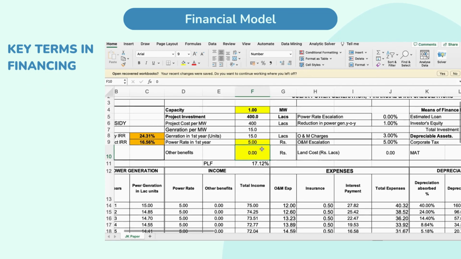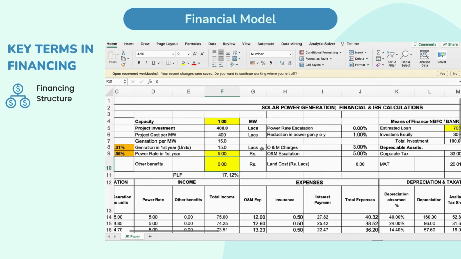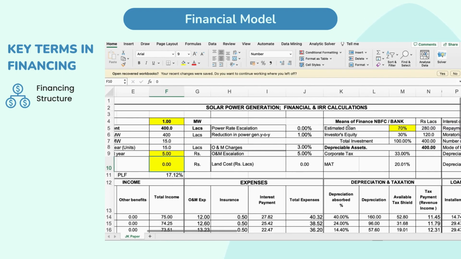Now, let us discuss the financing structure of this project. Here, you will find the debt equity ratio: how much is your project's debt component and how much is your equity component? The loan or debt component in this case is 70% and the equity component is 30%. So essentially, you have 280 lakh rupees as your debt component, and the equity requirement for this project is 120 lakh rupees.